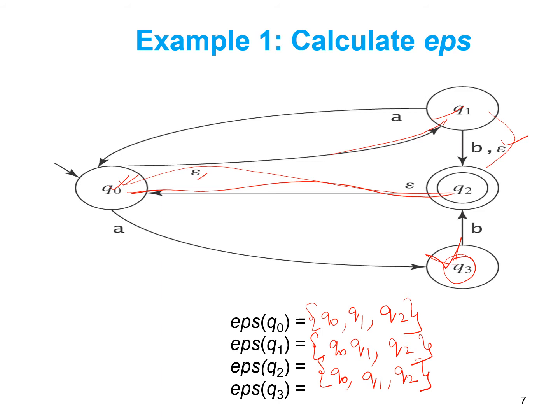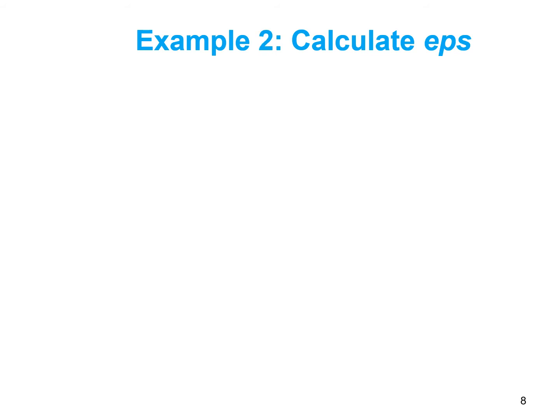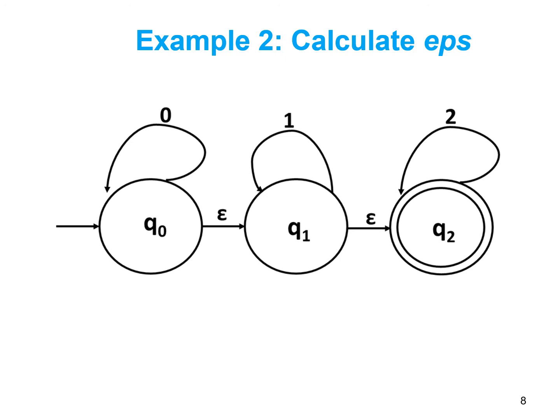EPS. Coming to EPS of Q3, by default Q3, and there are no other epsilon transitions from Q3. So this is the final result or EPS of Q3. So this is how we are supposed to calculate the EPS for all the states. Let us see one more example of calculating EPS.